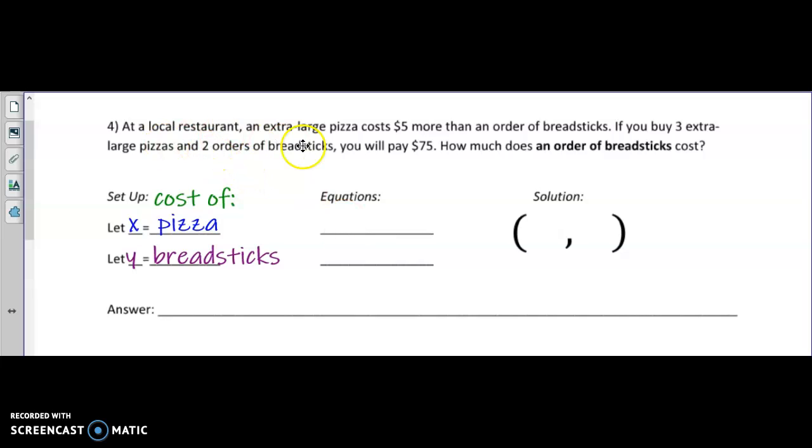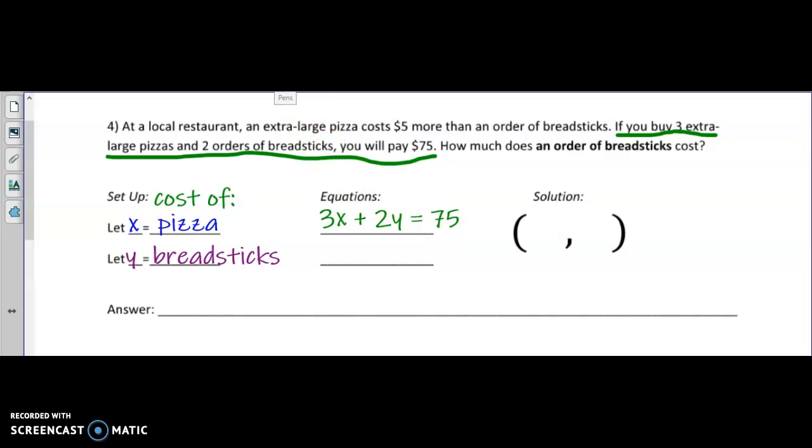All right, so at a local restaurant, an extra large pizza costs $5 more than an order of breadsticks. Kind of the easier sentence to use to start would be that if you buy 3 extra large pizzas and 2 orders of breadsticks, you're going to pay $75. So 3 times the cost of a pizza plus 2 times the cost of a breadstick is going to give me $75. So that means 3x plus 2y equals 75.